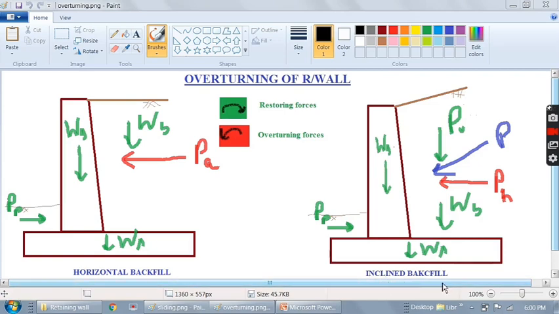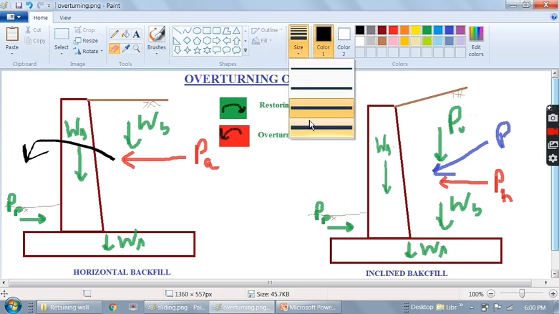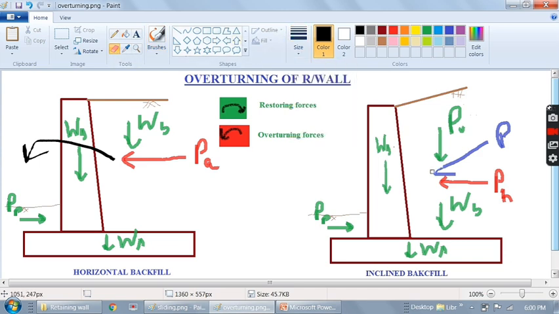Another case is that of inclined backfill. Note here that the previous case was for horizontal backfill. As this is horizontal, the lateral force is also horizontal, contributing to the overturning moment. Here we have inclined backfill, hence there will be an inclined force. So if we divide this inclined force into its two components, horizontal and vertical, I ignore the inclined force and just bring in the horizontal and vertical components of that inclined force.